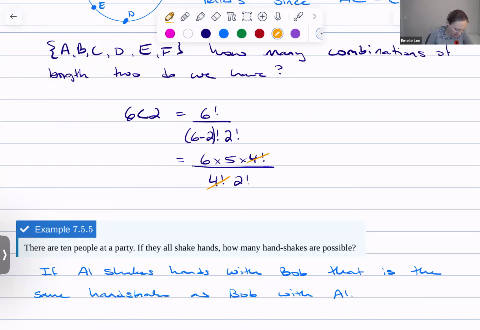Let's see here. 15. Now I'm going to check 6 choose 2 on my calculator with the choose function. I get 15. Nice.